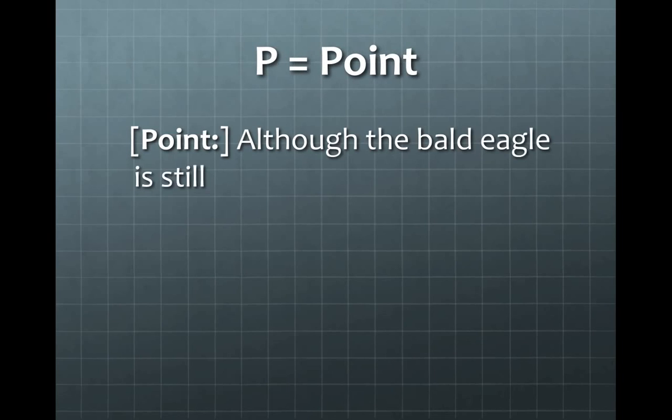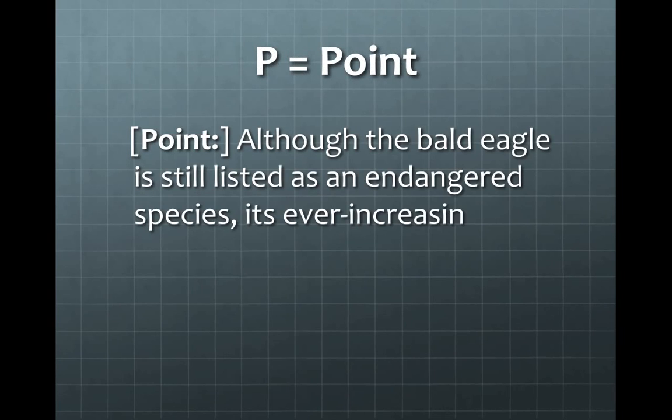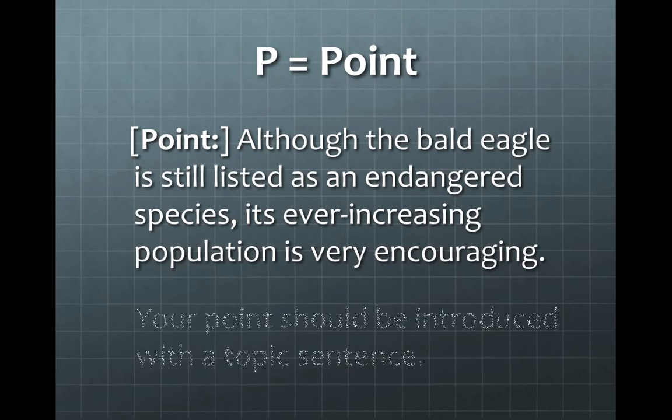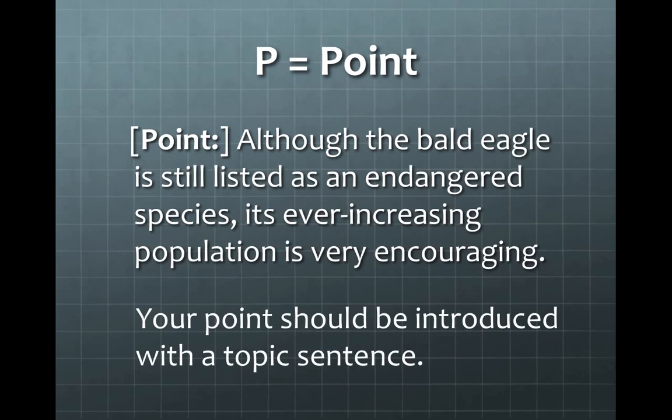So let's see an example of the P portion of the PIE method. In this example, our point is, although the bald eagle is still listed as an endangered species, its ever-increasing population is very encouraging. Here, your point should be introduced with a topic sentence, and this is an example of a topic sentence.